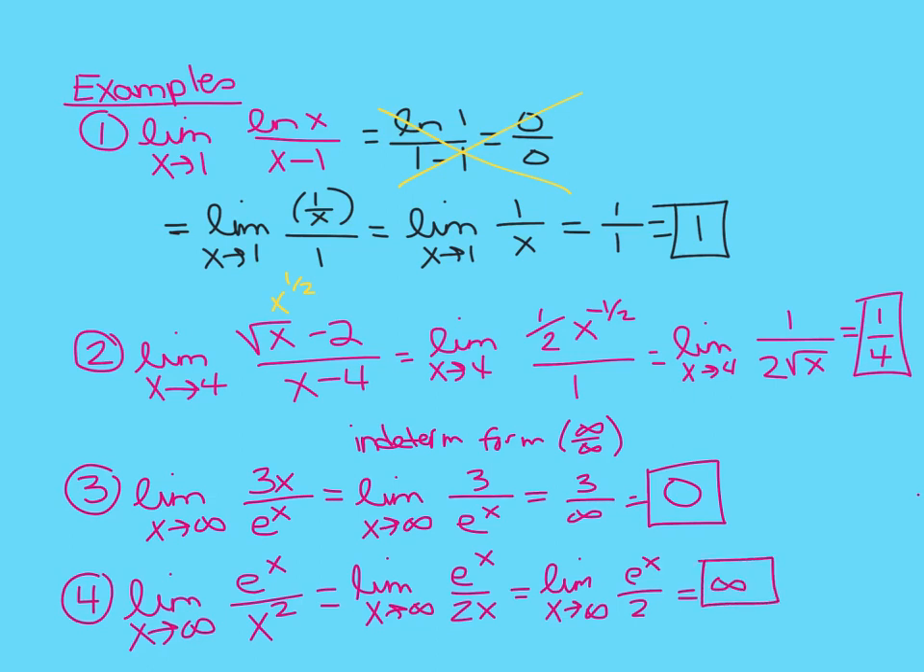I do want to warn you with these, please check and make sure that you get an indeterminate form before using L'Hopital's rule. A lot of students, once they learn L'Hopital's, want to use it all the time, and you're not going to use it all the time. You only use it if you get a 0 over 0 or an infinity over infinity.